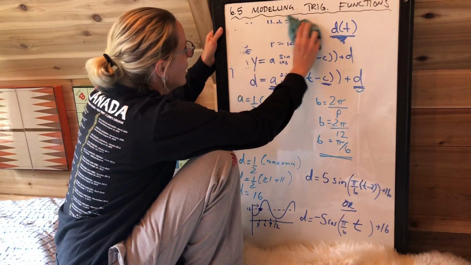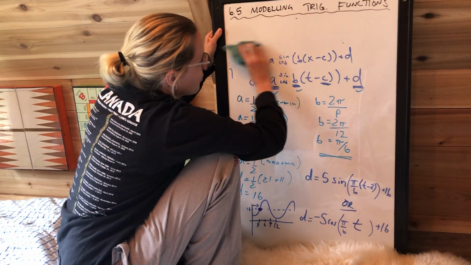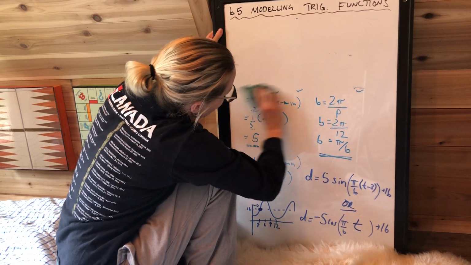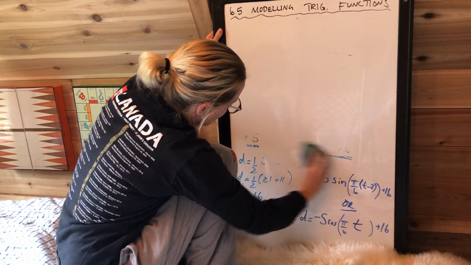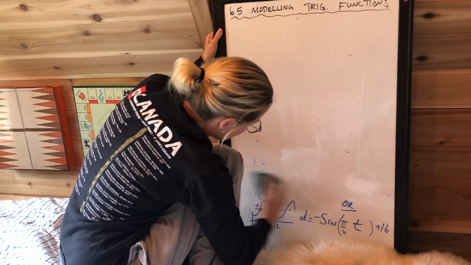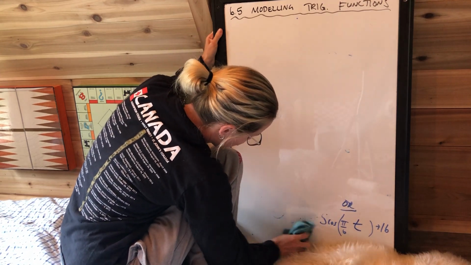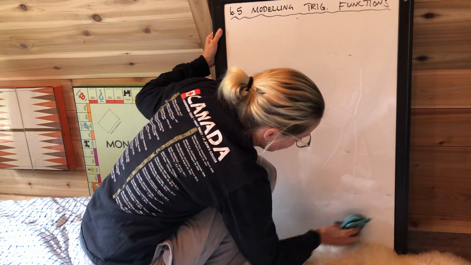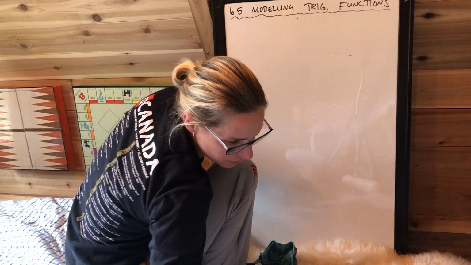Now the other one I want to do is a Ferris wheel problem. There are a few of them in the homework. And it's the same sort of idea. Once you know how to do one Ferris wheel problem, you know how to do all of them.